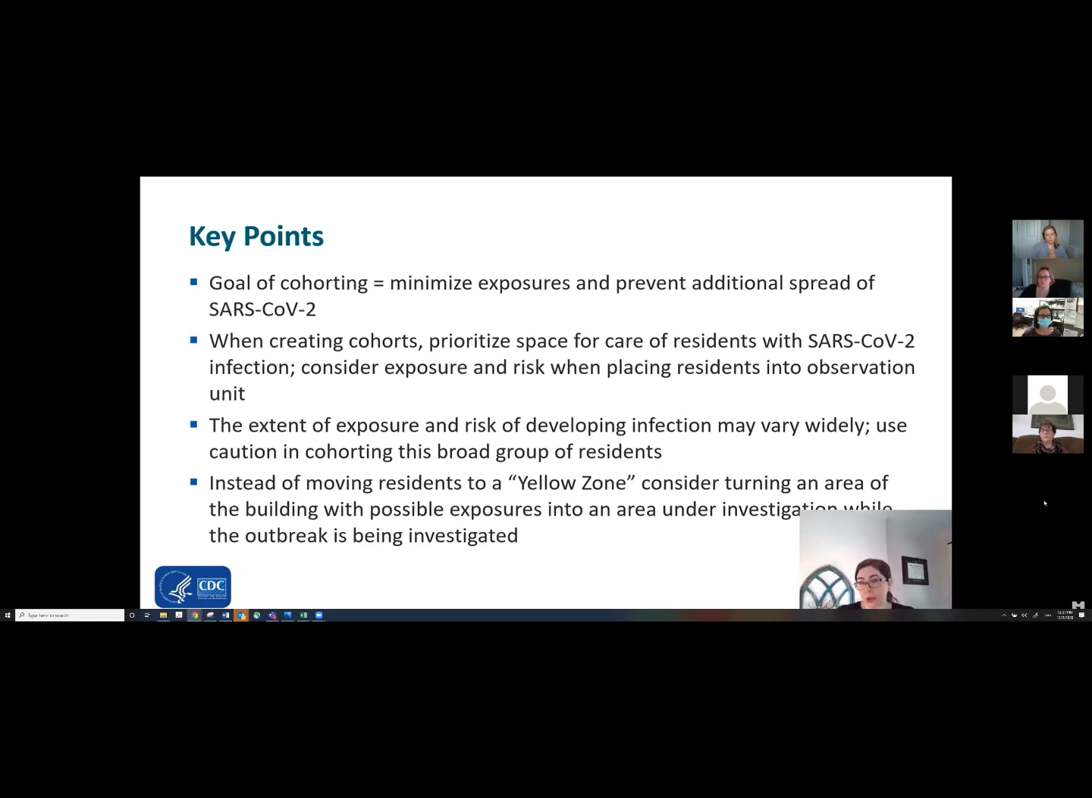My suggestion to you is that instead of moving residents to an exposure unit, or what many people are referring to as a yellow zone, consider actually turning that high-risk unit where you've had a newly identified resident with COVID-19 into a yellow zone, at least temporarily, and have those residents shelter in place in transmission-based precautions while you're doing your testing. That way, those who are exposed are staying where they're at and you're monitoring them. And then once you've gone the 14 days without any new individuals testing positive, you can go ahead and lift those precautions.